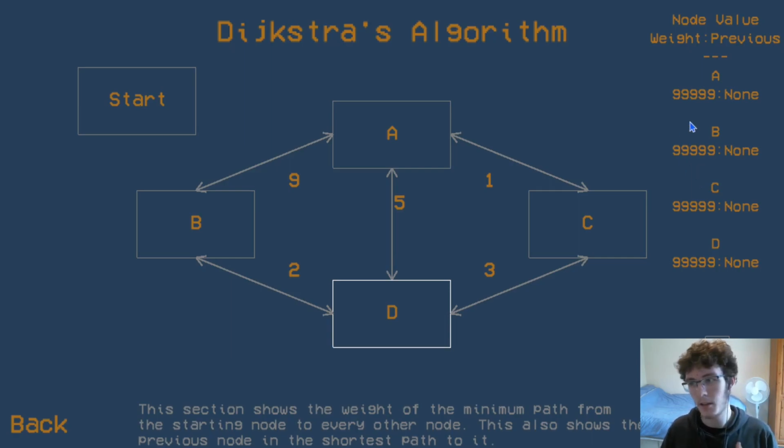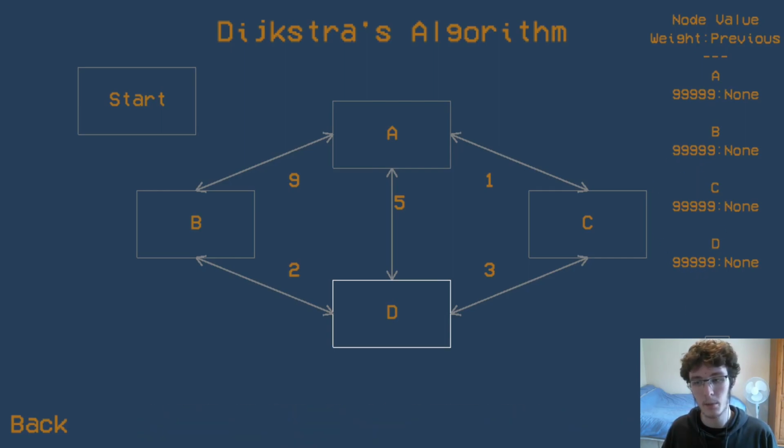But I will just say that this 99,999 should technically be infinity, but that can be a bit tricky to represent in computers. You can do it using a bit of abstraction, but 99,999 is sufficient for the Data Structures and Algorithms Visualizer app, because the maximum value of every edge is 9,999. So let's set the starting point of Dijkstra's algorithm to B and hit start.